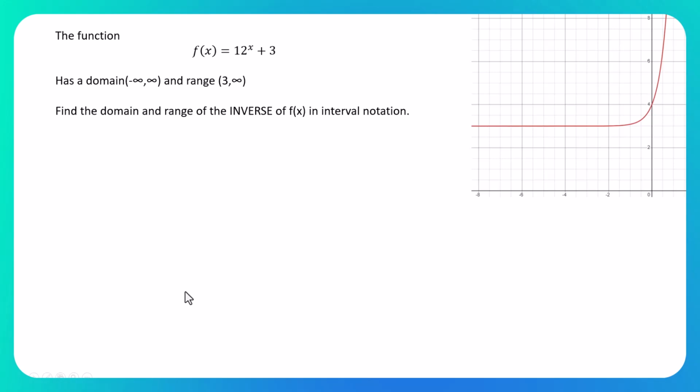Okay, we want the domain and range of the inverse of f of x. So that's going to be the log. Basically all we do is swap the domain and the range. This is our range, and now it's going to become our domain, and our domain is going to become our range. So for the inverse of this function, the domain is going to be 3 to infinity, and the range is negative infinity to positive infinity.